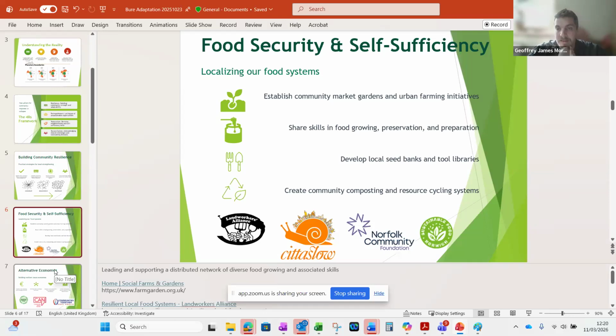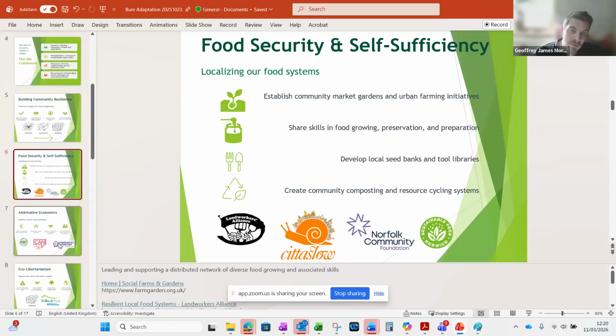There's a number of things that can be done. It's not just food growing, but food preservation. Local skills like that are very, very useful. Seed saving, tool libraries, and all sorts of other schemes to assist people with what they need. There are a number of places that are already doing this.